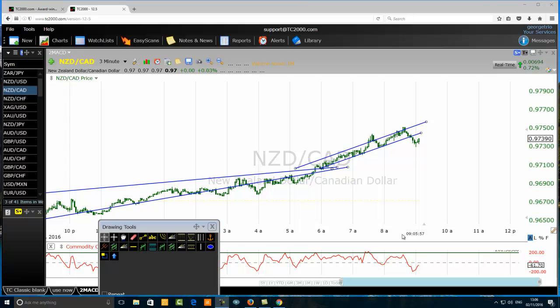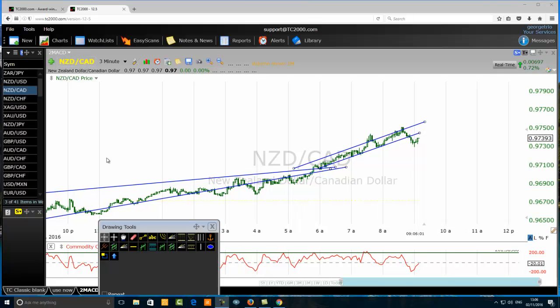So we can see on this chart, this is the New Zealand dollar, Canadian dollar. Though I'm using a currency pair here, what we are discussing is valid for stocks, for commodities, for futures, for indices.